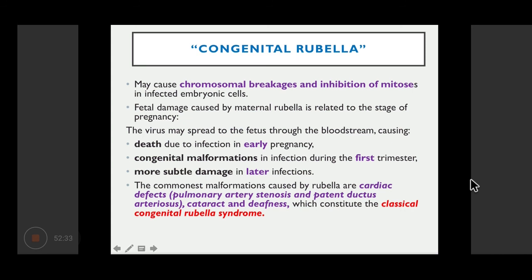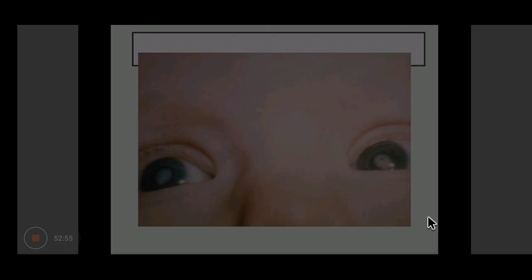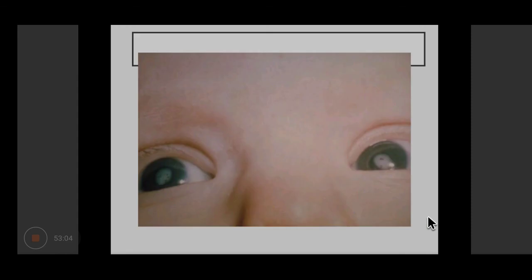Classical congenital rubella syndrome is seen in the fetus, which includes cardiac defects, cataract, and deafness. So these are the classical triad: cardiac defects, cataract, and deafness seen in neonates with congenital rubella syndrome. Okay. So this is a newborn suffering from cataract. As you can appreciate in the eyes of this baby, the lens is opaque, signifying cataract.